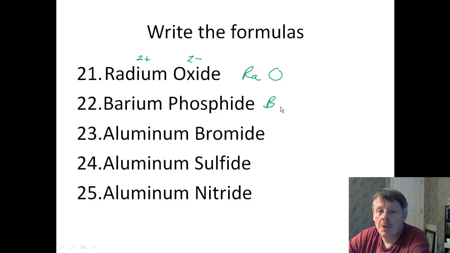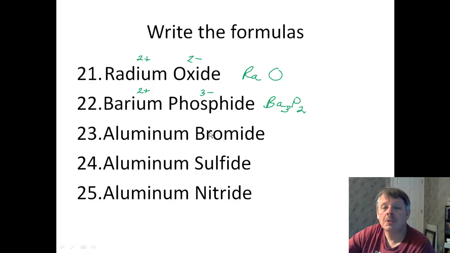How about barium and phosphide? Well, barium is Ba, and phosphide is P. It's phosphorus. So barium, if I look it up, is an alkaline earth metal, 2+, and phosphorus has a 3-, it's directly below nitrogen. So when I cross them, I have to have 3 bariums, and I have to have 2 phosphoruses. So it's Ba3P2. That one's a little bit more complicated. Got to be careful with that.